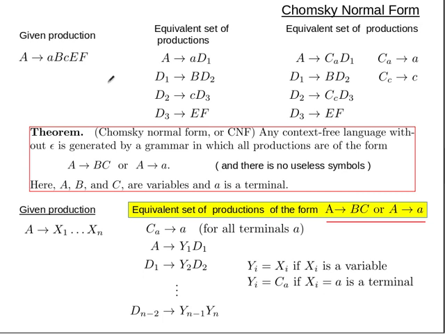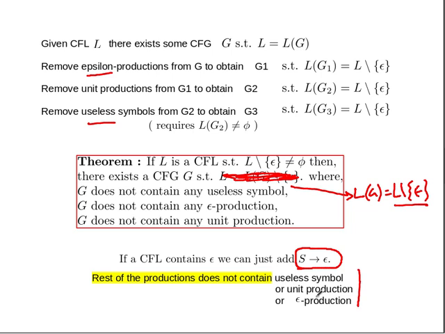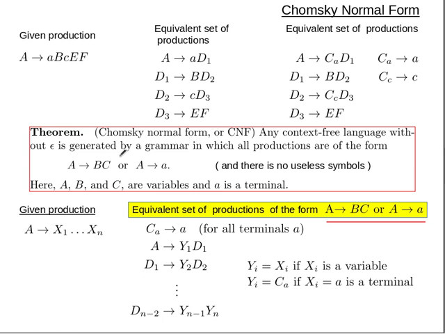Not only can we say that it does not have unit production or epsilon production, we can further modify the grammar to transform the productions into this form. Given any context free language without epsilon, we had a grammar which did not have useless symbols, epsilon production or unit production.